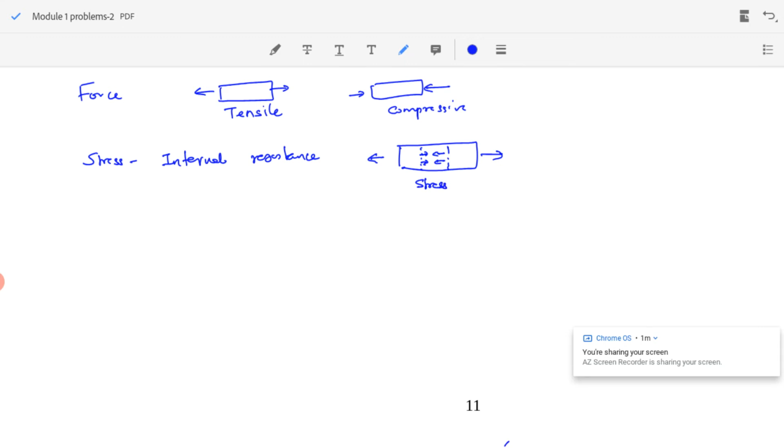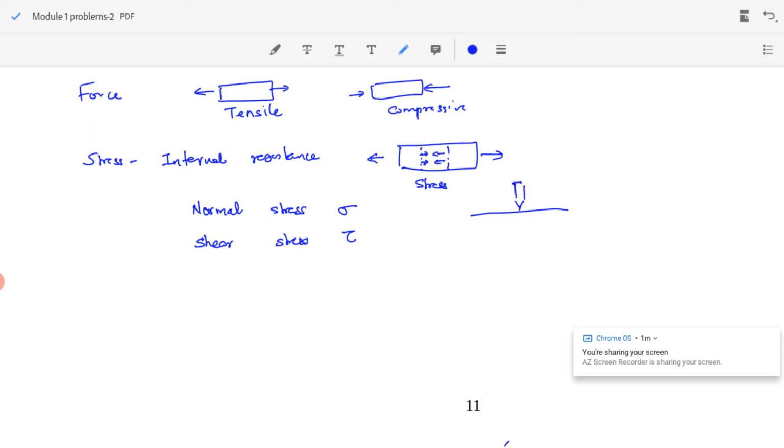If the stress is normal to the surface, then it is called normal stress, denoted by sigma. Such stresses will be normal to the plane. If the stress is parallel to the plane, then it is called shear stress, represented by tau.